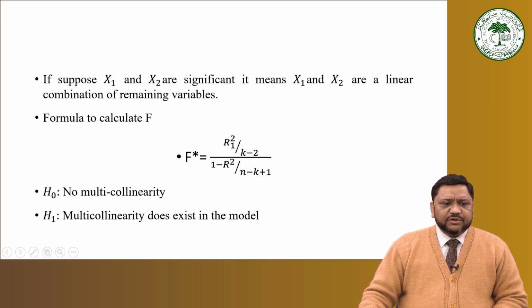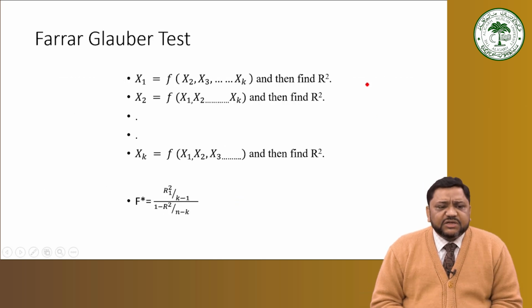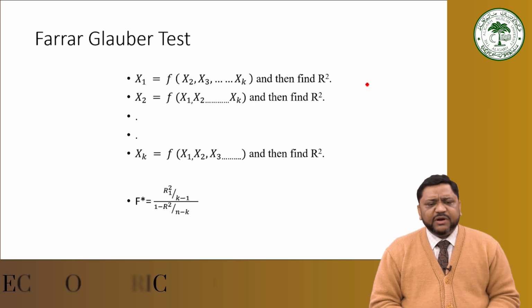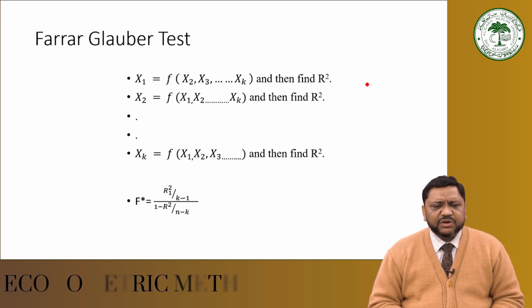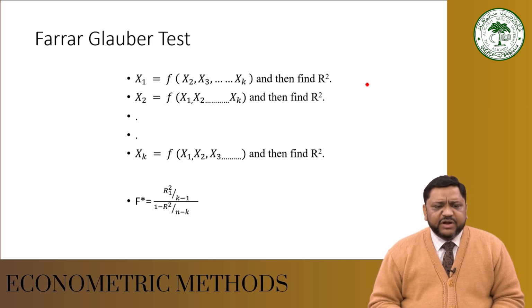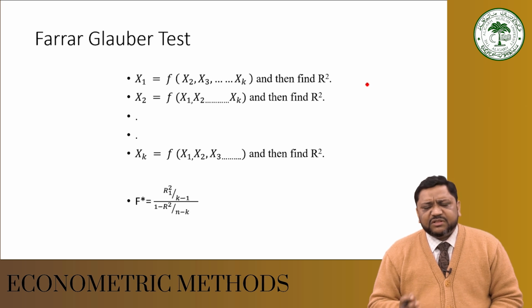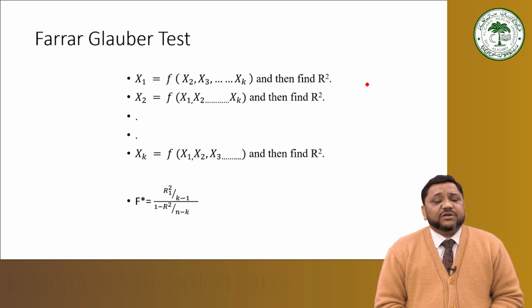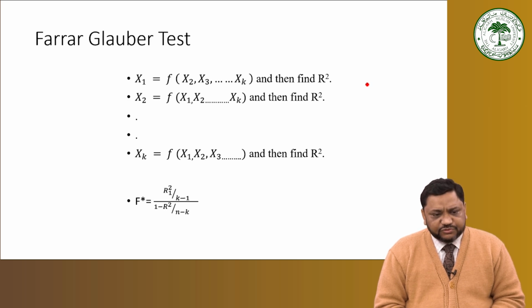Now there is another test which we will be looking at, and that is the Farrar-Glauber test. What we are basically doing is taking the independent variables, where x1 is the dependent variable and the others are x2, x3. We calculate R square. Then next time we take x2 as the dependent variable, and then x1, x3. Then we can calculate the F ratio.